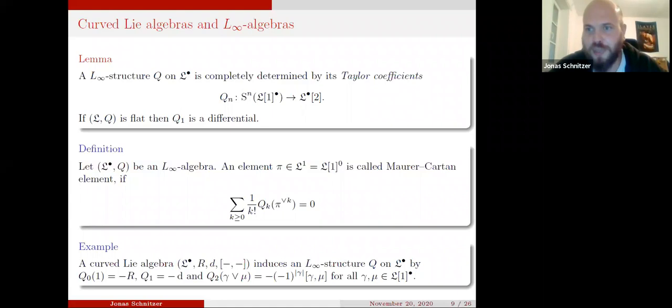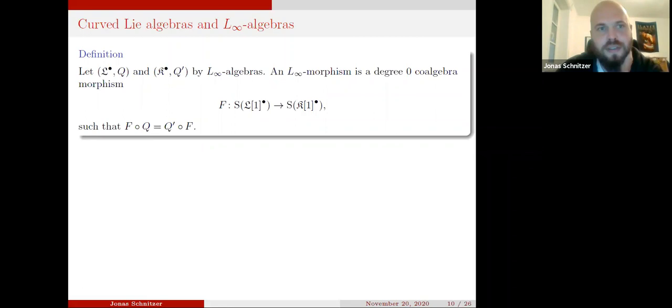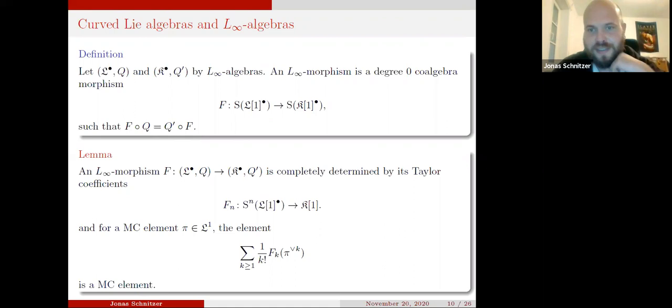But if we generalize, we have more morphisms. That's the message. Okay, talking about morphisms, an L-infinity morphism is a morphism between the symmetric algebras generated by these graded vector spaces, which intertwines the differentials. So it's not actually just a map between the two graded vector spaces. It has higher maps, basically. This map is completely determined by its Taylor coefficients.